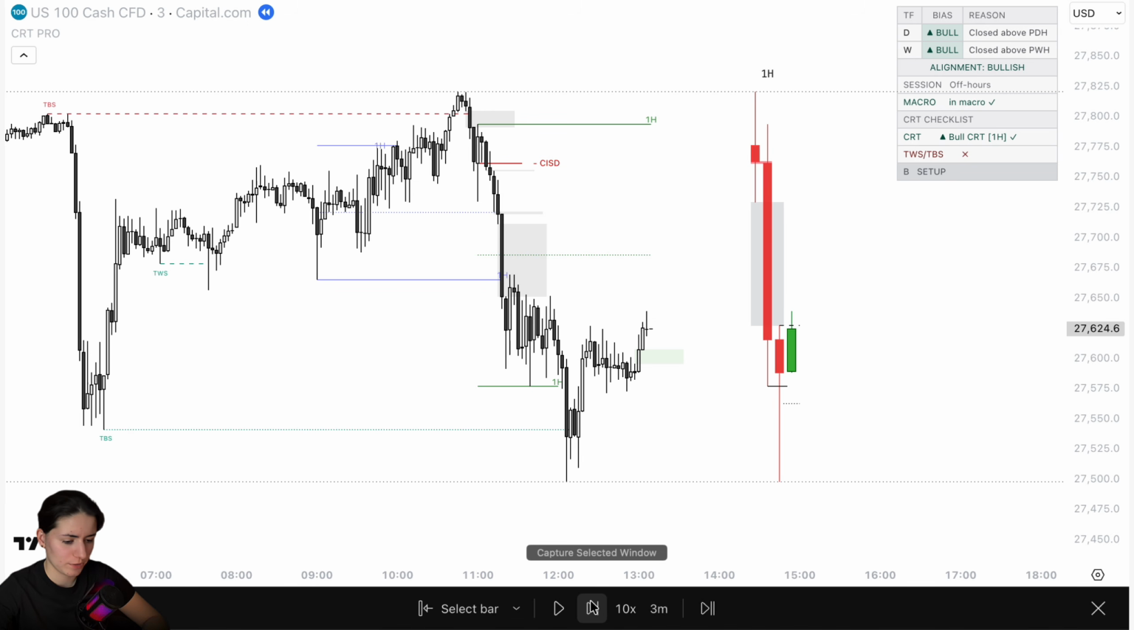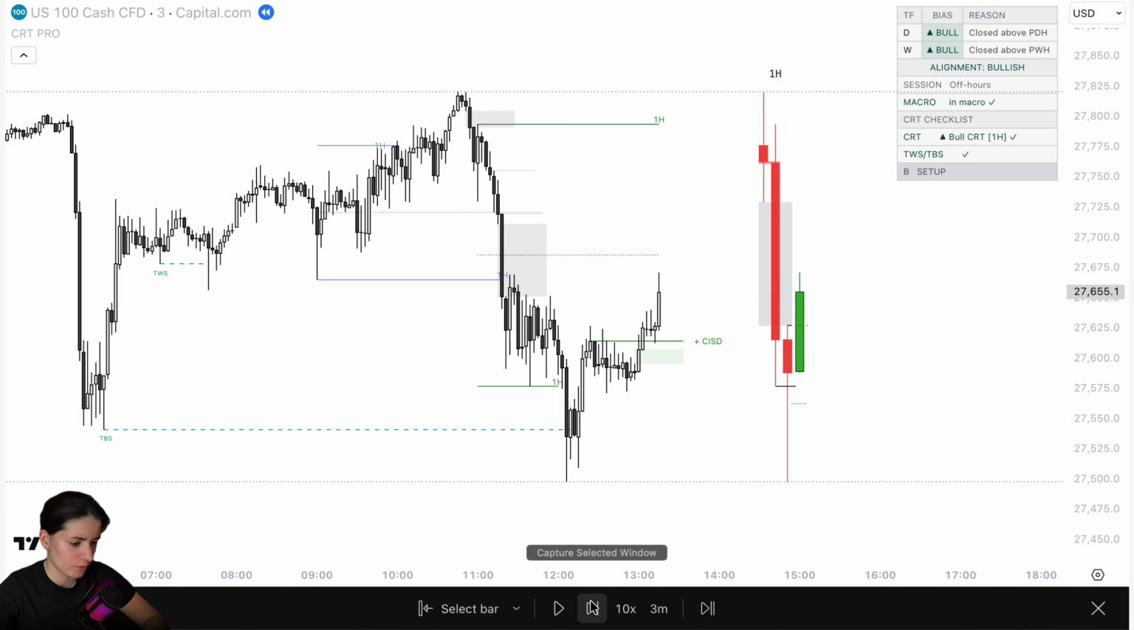The next thing we need to wait for is confirmation: change of state of delivery, or market structure shift. After some time, you can see that price actually broke structure. And importantly, this happened inside the macro window. That's exactly the kind of timing we want.